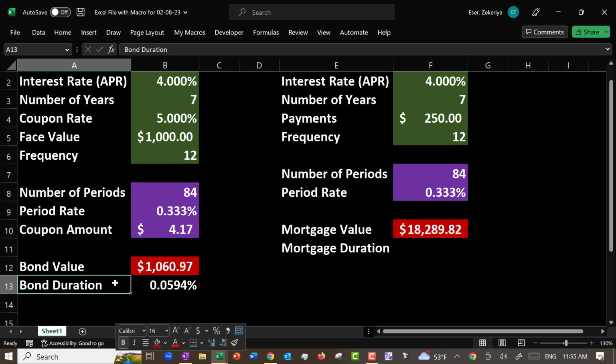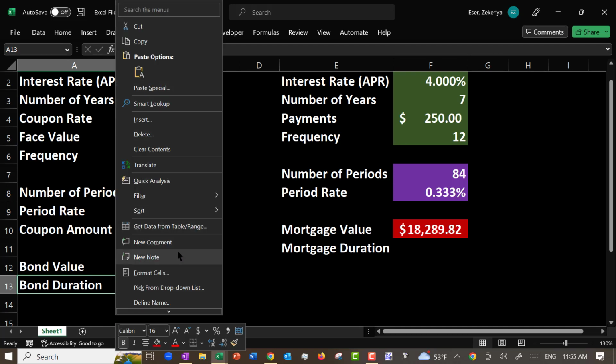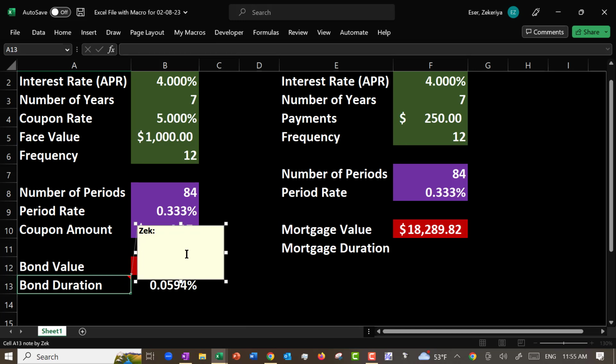I'm going to write a little note here. This says bond duration here means percentage change in the value of the bond approximately for 1 basis points change in the interest rate, the APR.